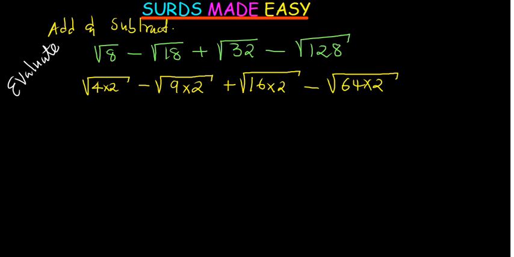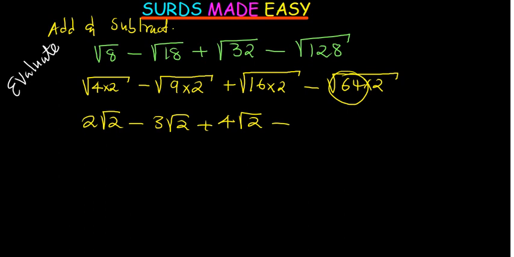And then the square root of 4 is a 2, so that is going to be 2 root 2 minus square root of 9 is a 3, so that will be 3 root 2. Square root of 16 is a 4, that will be 4 root 2. And then square root of 64 is 8, so that will be 8 root 2. Now that we have got the same thing inside, then we can just get what is outside. The first thing is a 2, then we get a sign minus a 3 plus a 4 minus an 8, and then we just write a root 2 outside.